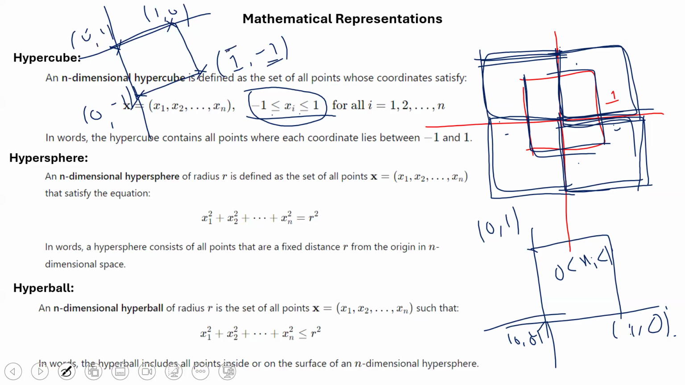In this case, if you take any square, any cube or any hypercube, if it is a unit hypercube, this is the mathematical representation. If it is not a unit hypercube, it depends on the length of the cube: minus L less than or equal to xi less than or equal to L, where L is the length of the hypercube. If it is a unit hypercube, L is equal to 1. Is that clear?